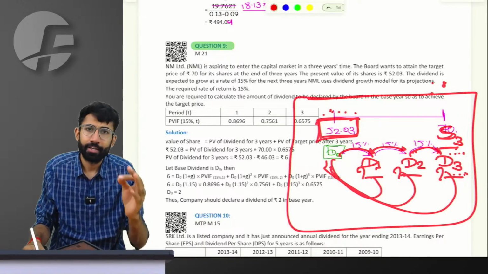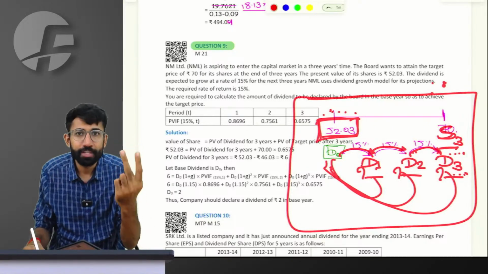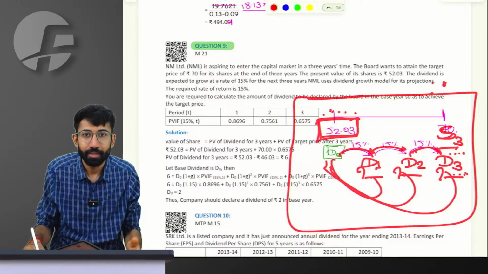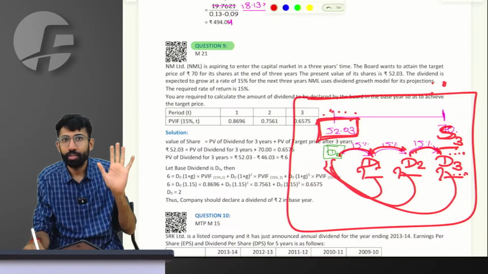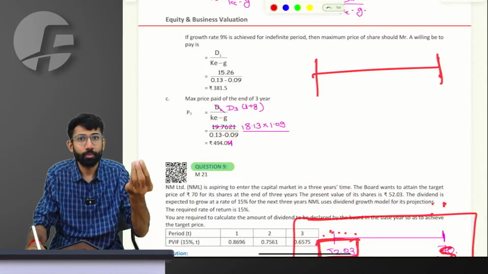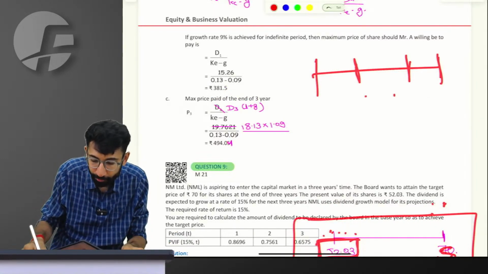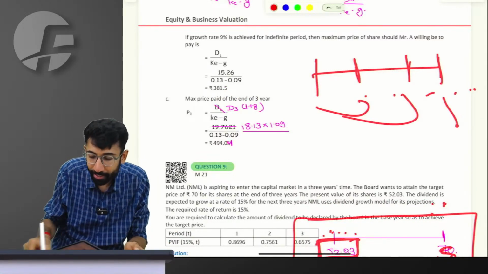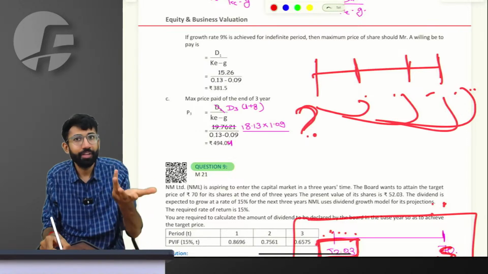In your entire AFM, there can be only two ways a question can be asked. One is a direct question, like the ones we have been doing so far: these are your dividends, these are your future prices, calculate the PV. Simple. That is what we have been doing.